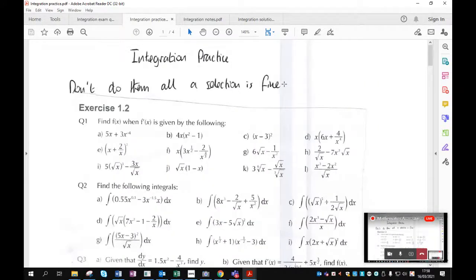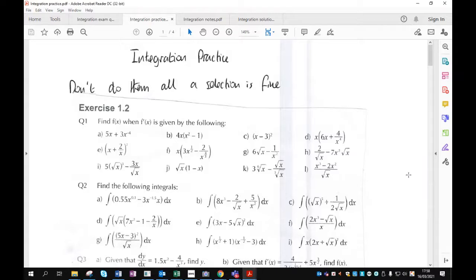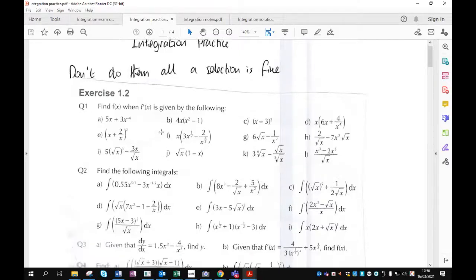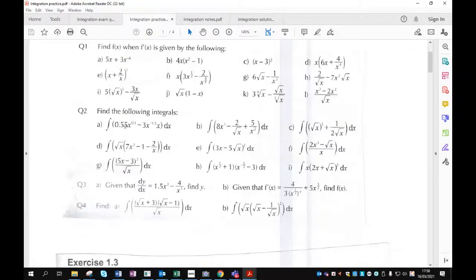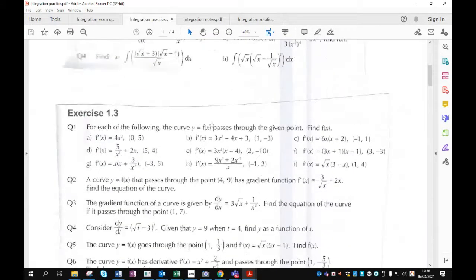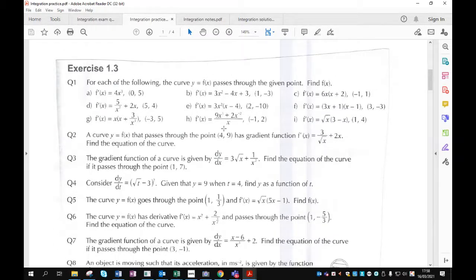I'll talk you through what you should do before next week. It's certainly not every single question. It's not very high-tech, but as you probably gathered, I'm not high-tech. Question 1, the indefinite integral, right? So you're going from the differential, which is there, back to the function. Integrate. Okay? Now then, exercise 1.3, you're now given a point on the curve so you can find the C in each case. That's exercise 1.3, right?